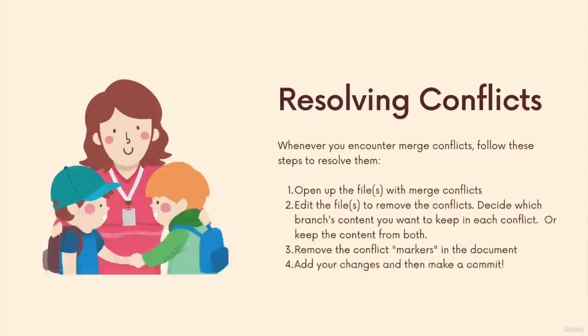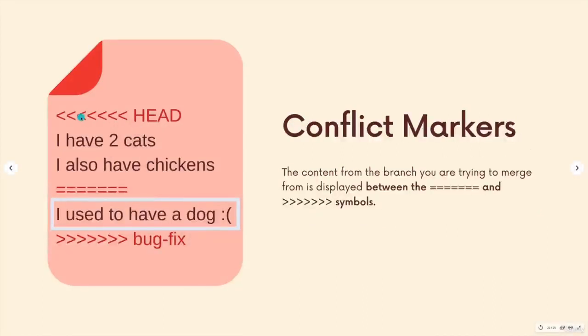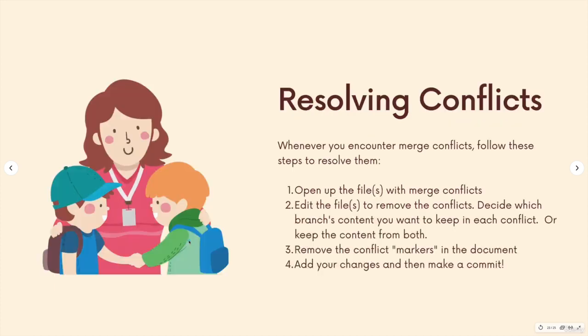So it's very important. We go through, we remove those conflicts, we decide what we want to keep, and then we remove the markers, as I mentioned. We get rid of this, we get rid of this, and we get rid of this. Save. Now we add our changes and make a commit. And we're done. We resolved the conflict. Okay, so I know it seems complicated, but I'm going to show a demo in the next video.